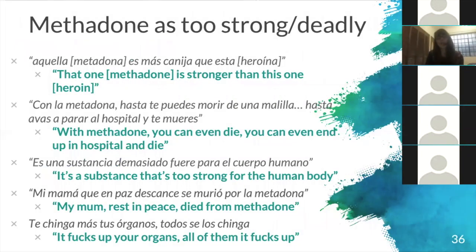The main reasons for this were that methadone was considered too strong a drug and often was mentioned to be a deadly drug. I've put the quotes in Spanish in gray for those who speak Spanish, and I'm going to read a few of the ones in English. For example, "Methadone is stronger than this one, heroin. With methadone, you can even die. You can even end up in hospital and die. It's a substance that's too strong for the human body. My mom, rest in peace, died from methadone. It messes up your organs, all of them."